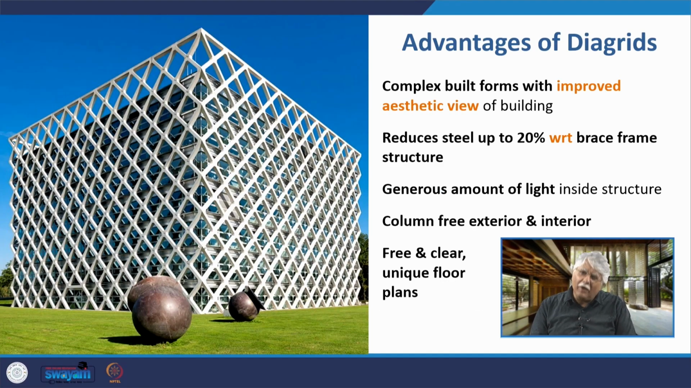The advantage of the Diagrid is, of course, besides the ones I mentioned, the complex built forms which lead to an improved aesthetic view of the building, which is very appealing to the architect. Second, I told you, is 20% reduction in the steel as compared to moment frame or brace frame structures. There is a generous amount of light coming inside the building because there are fewer members on the outside, and there are column free exteriors and column free interiors which are free and clear. As a result, unique floor plans are possible.